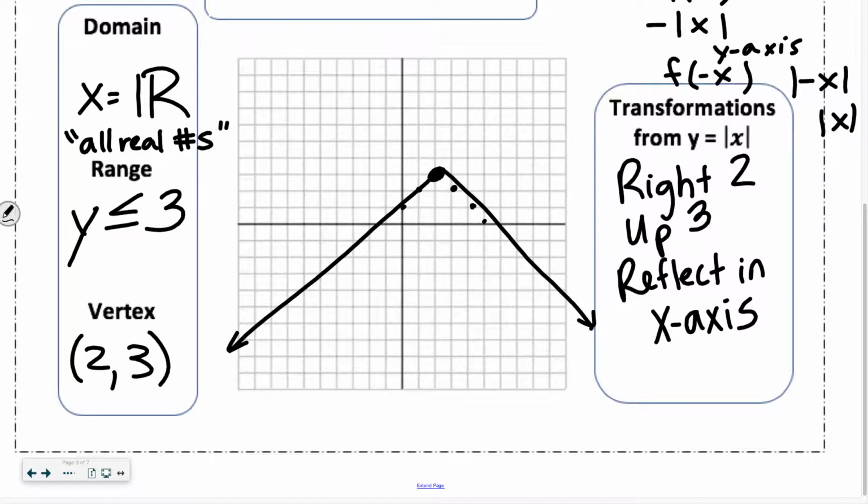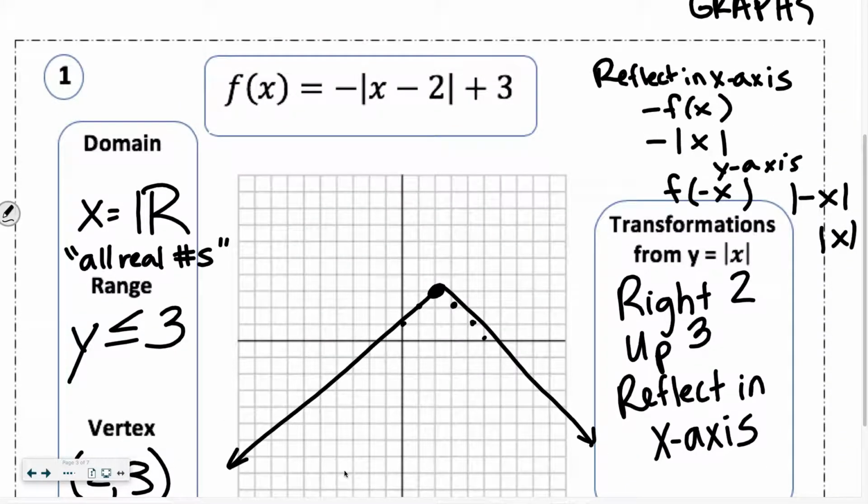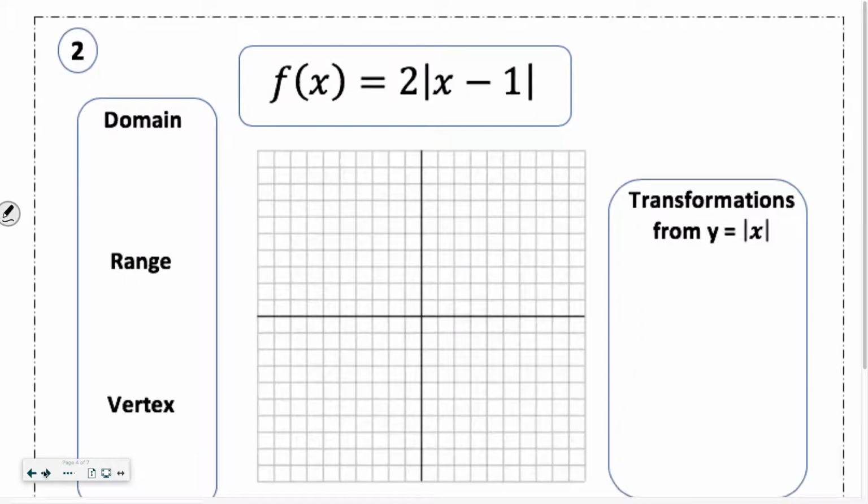Okay, I'll do number 2 with you because it's got vertical stretch. Okay, and then let's see, what do I have on the back? I'll maybe give you a chance to try 3 on your own with your group and see what we can come up with. So let's talk number 2. I've got a vertical stretch of 2. How do I know that's a vertical stretch and not a horizontal stretch or shrink? Someone said? It's not by the x. It's not inside the absolute value, right?